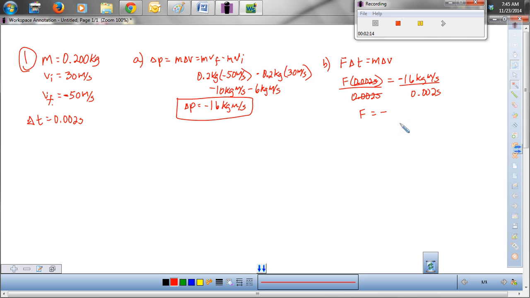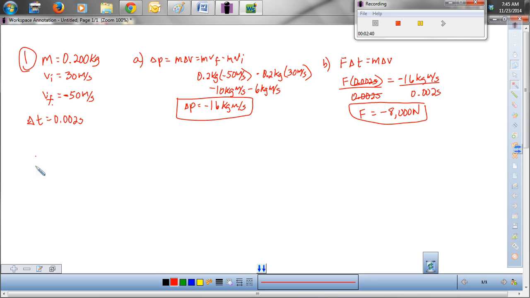So I'm going to say 16 divided by 0.002 gives me 8,000. So my force is 8,000 newtons. And it's either positive or negative depending on how you defined your direction.